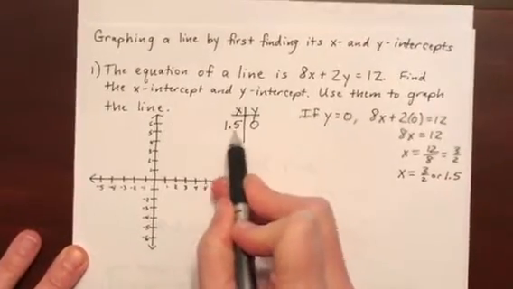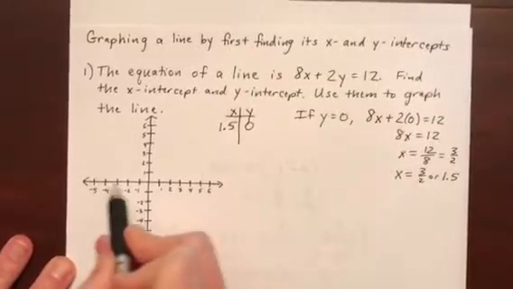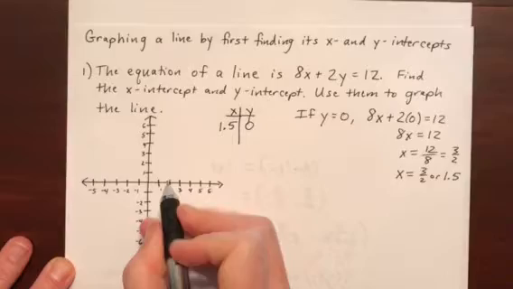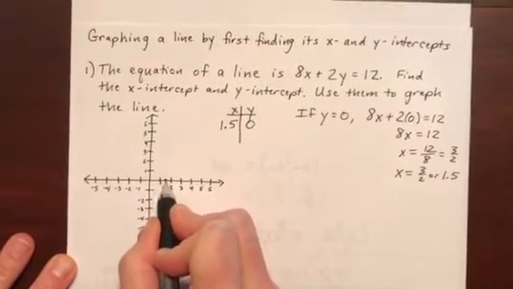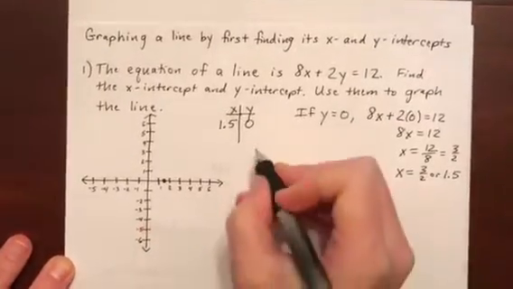So this is the x-intercept of the graph. It's the place where the line crosses the x-axis. And so we can go ahead and put that on here. 1.5 would be halfway between the 1 and the 2 on our x-axis. So there's 1.5, 0, our first point.